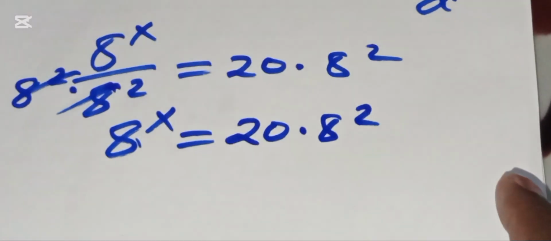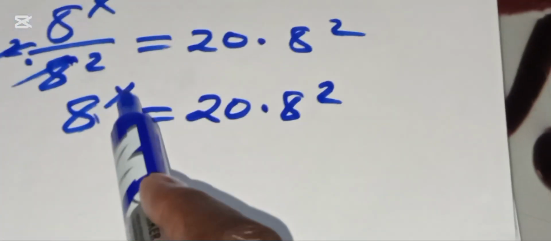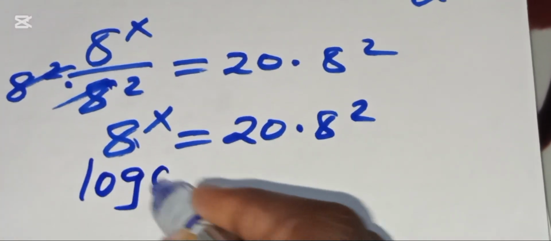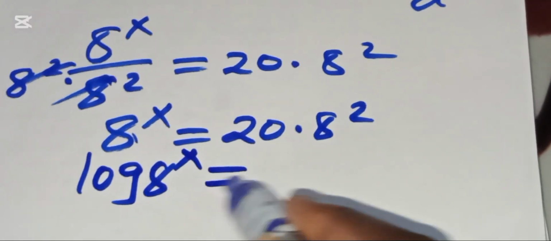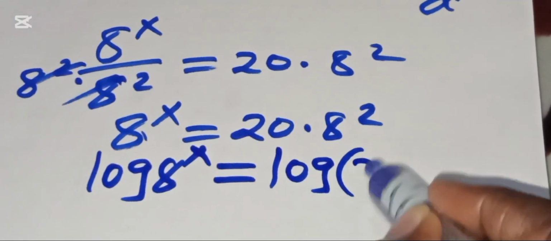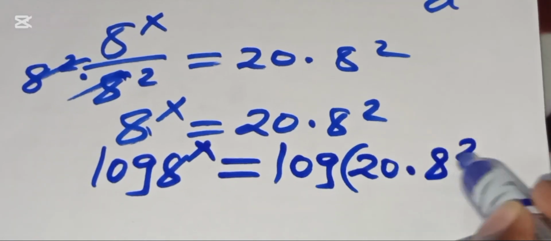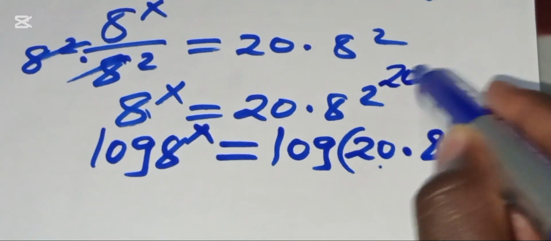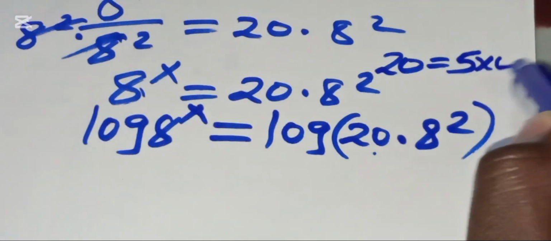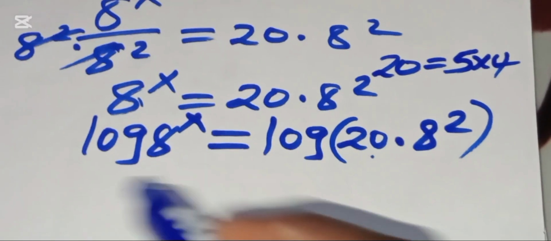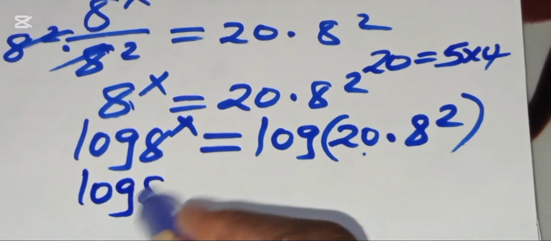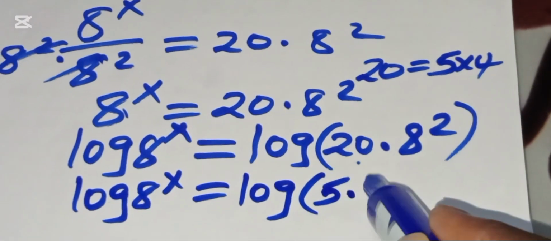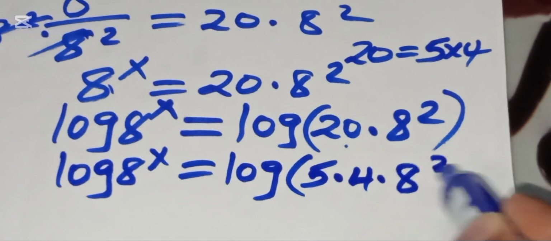Now, to solve for the value of x, we introduce the natural logarithm on both sides. We will have log 8 raised to power x equal to log 20 multiplied by 8 raised to power 2. Now 20 can be expressed as 5 multiplied by 4. So log 8 raised to power x is equal to log 5 multiplied by 4 multiplied by 8 raised to power 2.